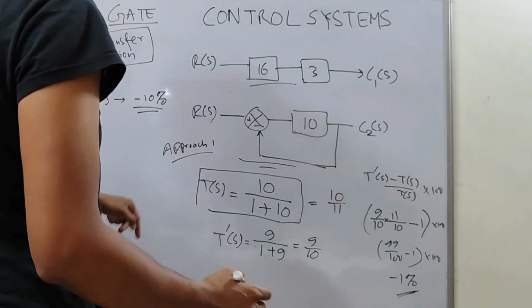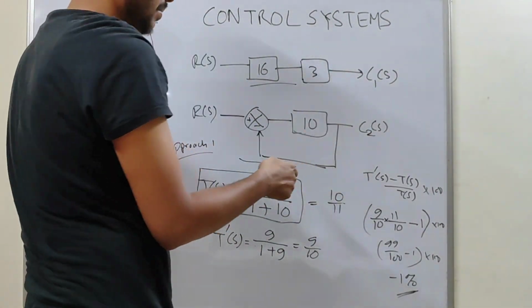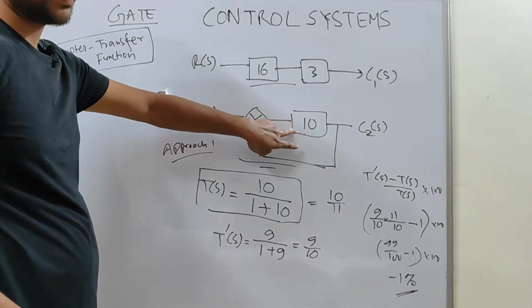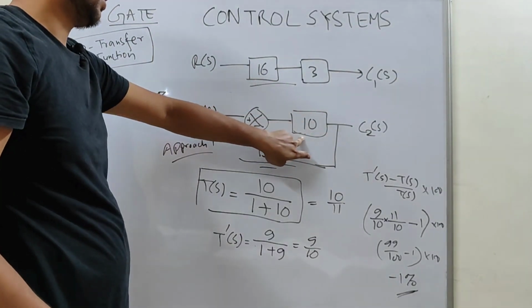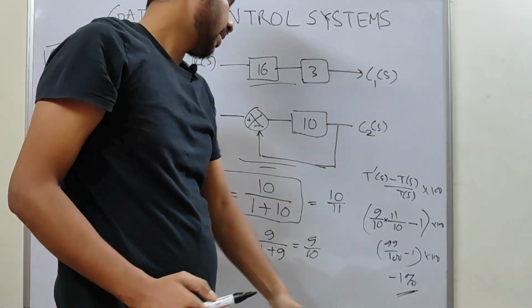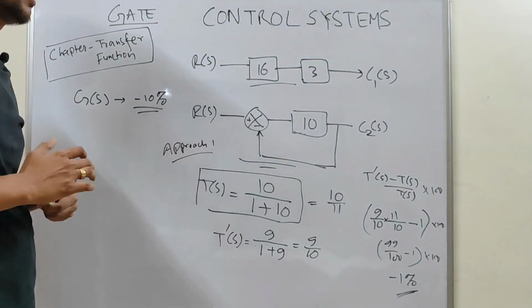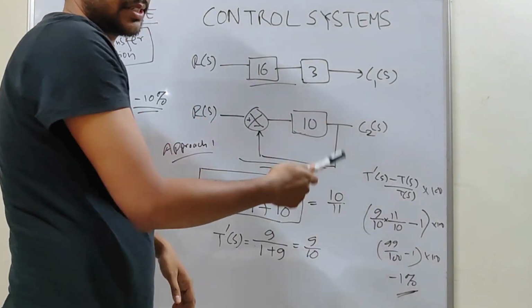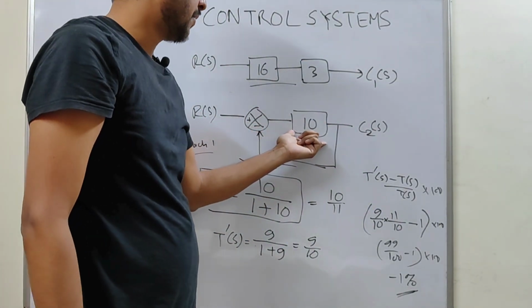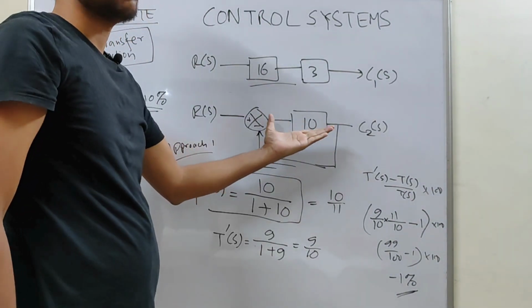Yeah. So in the feedback system where there is feedback, although there is a change of 10% in the forward path gain, the impact on the overall transfer function is only 1%, right? So that's the use of the feedback path, to stabilize the system, so that if there is some change, the overall transfer function is not impacted much.